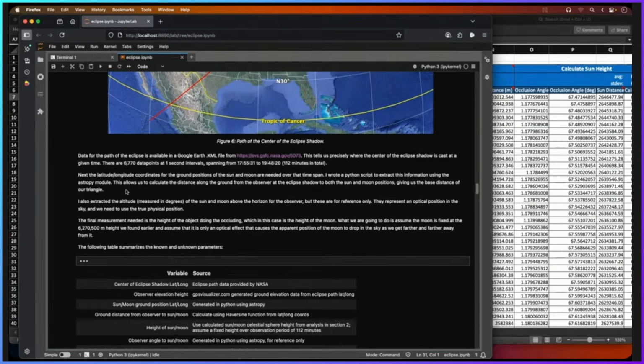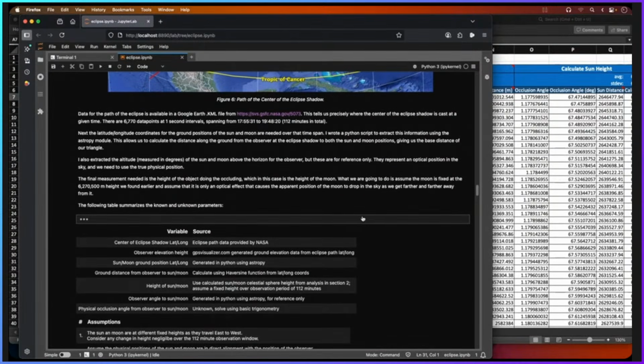The final measurement needed is the height of the object doing the occluding, which in this case is the height of the moon. What we're going to do is assume the moon is fixed at the 6.27 million meter height we found earlier, and assume it is only an optical effect that causes the apparent position of the moon to drop in the sky as we get farther and farther away from it. The following table summarizes the known and unknown parameters.